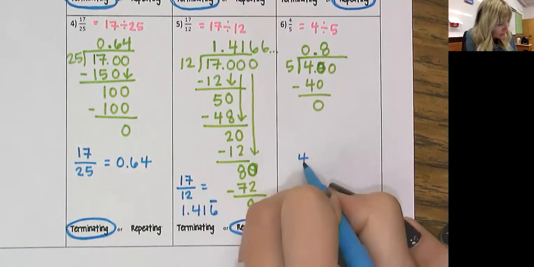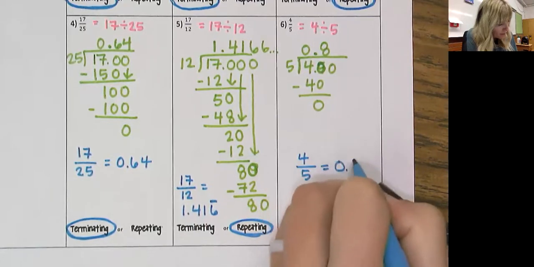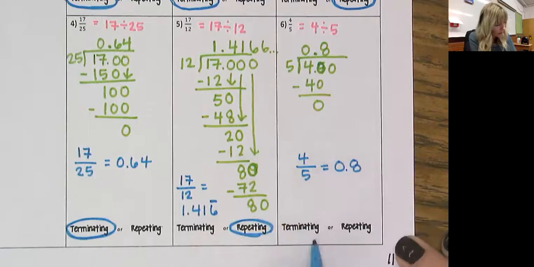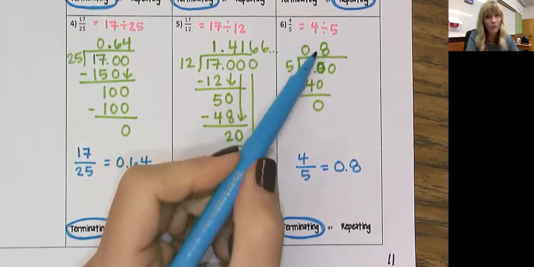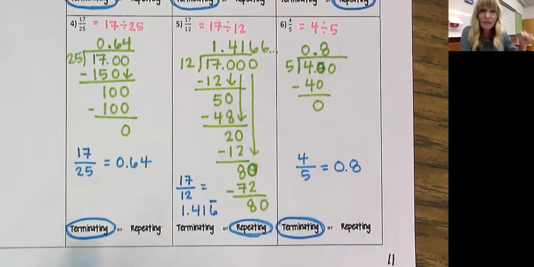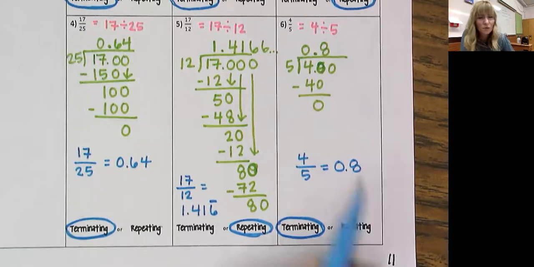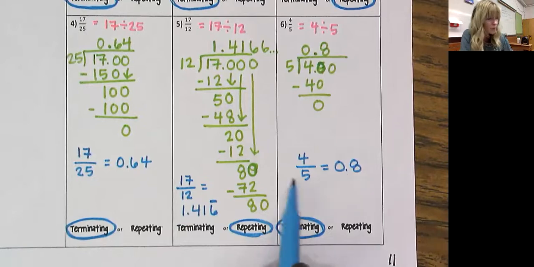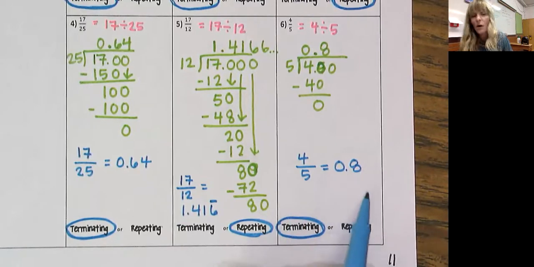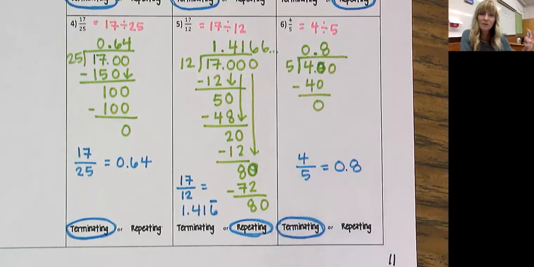And 4/5, that one went quick. 4/5 terminated at 0.8. And here's the other great thing, you guys. If I've done the long division on something like 4/5 and I got 0.8, do you know what that means? That means 4/5 is always equivalent to 0.8. You don't have to do this long division over and over and over again if you get some of them in your brain. 4/5 will always be equivalent to 0.8, and 0.8 will always be equivalent to 4/5. And that's one of the things we're going to work on as we move forward, is getting faster at this and memorizing some of them so that we don't have to do this long division every time.